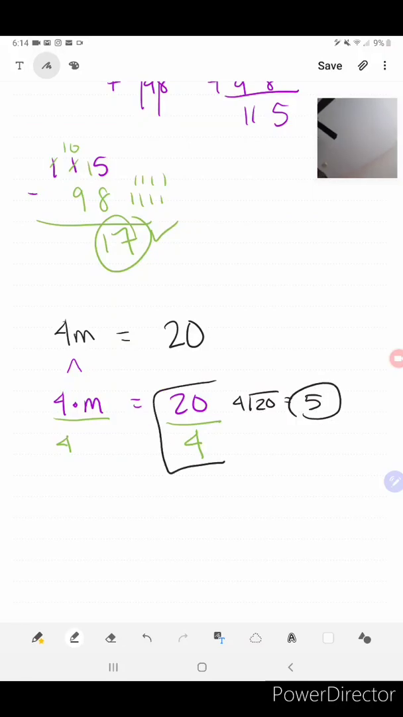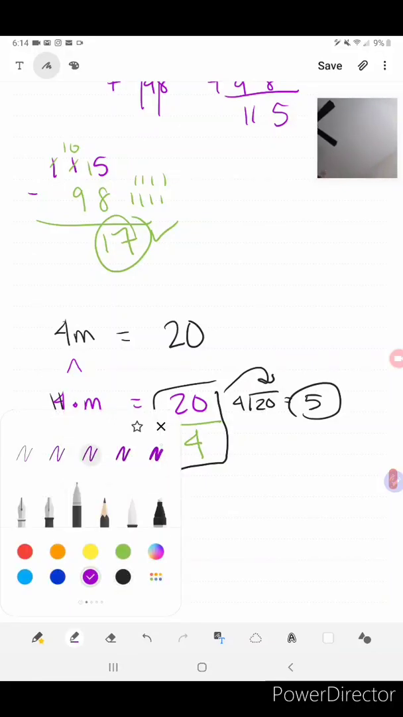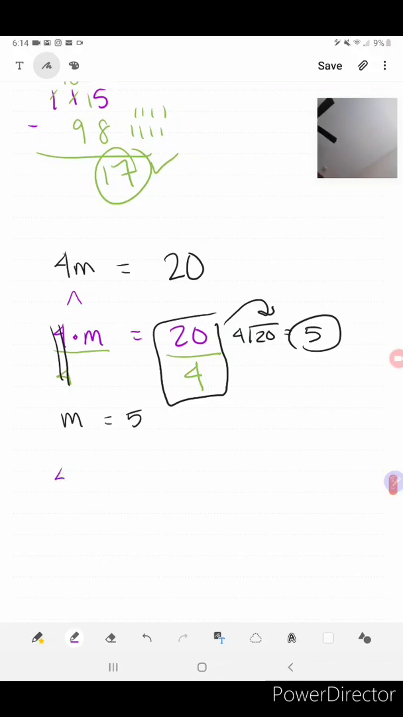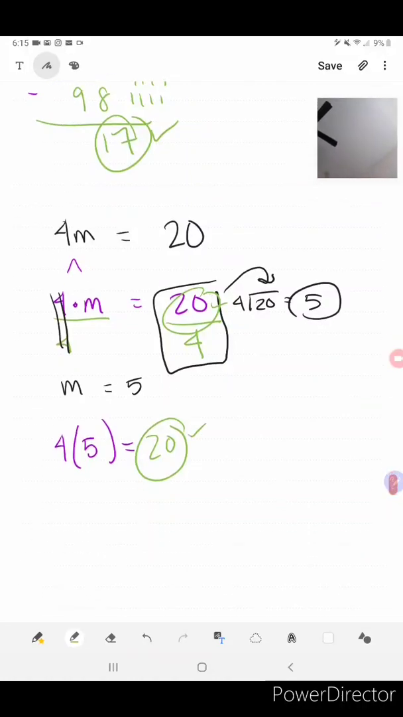So remember, this means the same thing as this. It's just written in a fraction form. And then the 4's cancel. M is by itself. M equals 5. So if you wanted to check your answer, you would do 4 times m, which is 5. 4 times 5 is 20. And that's what we started with. So that's how you know it's right.